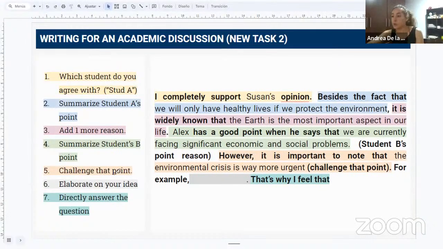Primero, añadir su razón, que sea diferente a las razones ya mencionadas. Tener una introducción clara. La primera oración siempre tiene que ser clara, donde claramente den su opinión, donde no haya dudas, ¿no? ¿Qué es lo que piensan ustedes? También ser parte de la discusión, es decir, considerar puntos de ambos estudiantes. En el caso del estudiante con el que no están de acuerdo, también considerar el punto y refutarlo y ya.